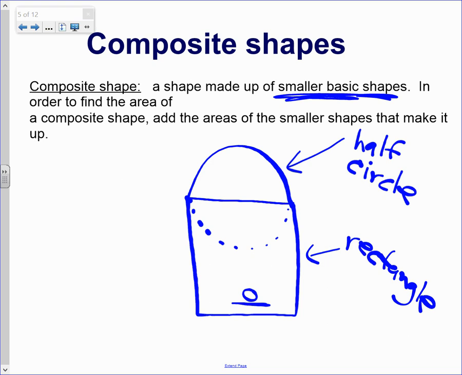What we're going to do is figure out the area of composite shapes. Shapes that are not regular, they're made up of smaller shapes.